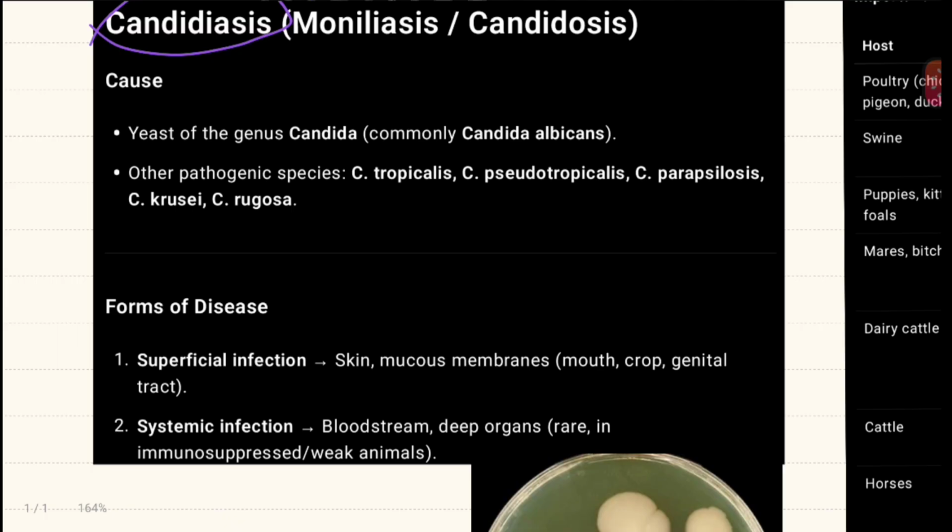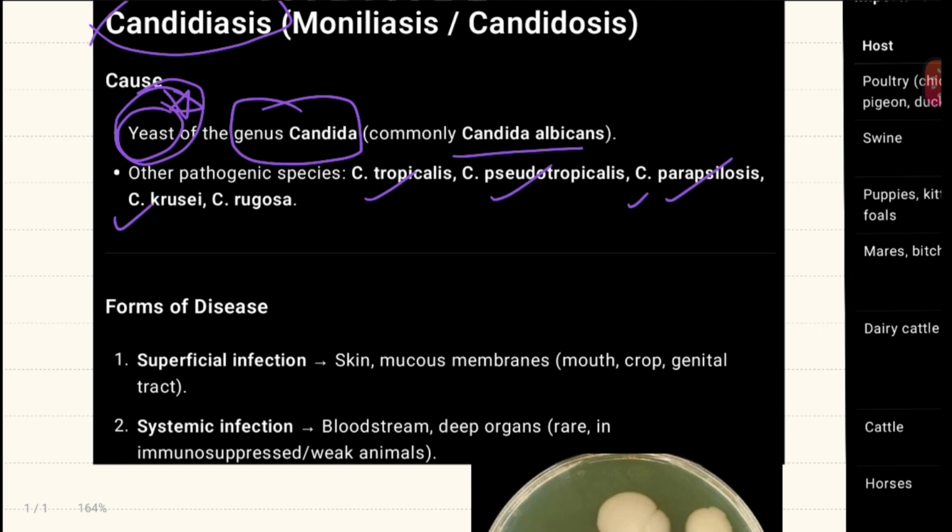Basically, the agents responsible for the disease Candidiasis belong to the genus Candida, and the species Candida albicans. The fungal form of Candida albicans responsible for the disease is the yeast form. So please remember, the yeast form of the fungus is the main culprit for the pathogenesis of this disease. Apart from Candida albicans, there are many other important pathogenic species, and they are Candida tropicalis, Candida pseudotropicalis, Candida parapsilosis, Candida krusei, and finally Candida rugosa.